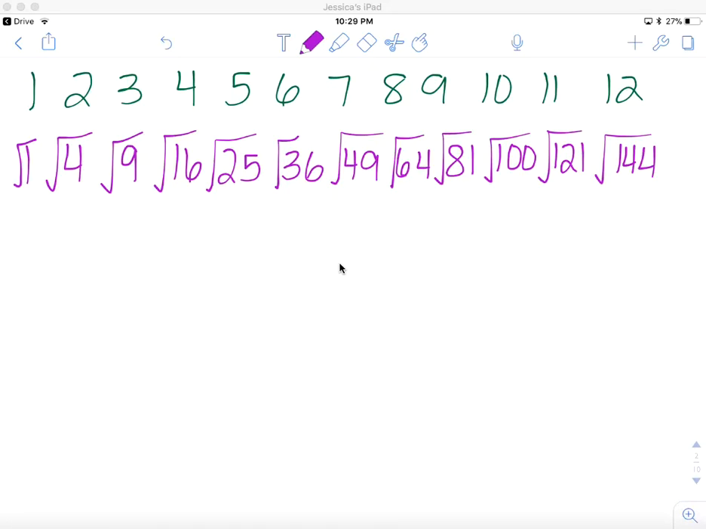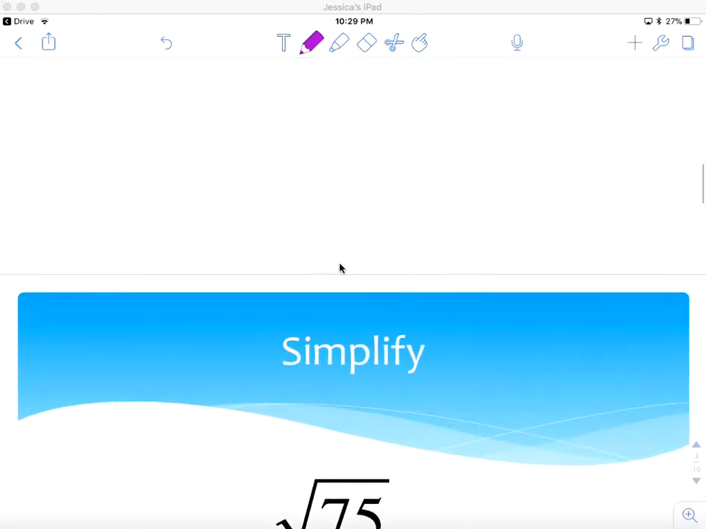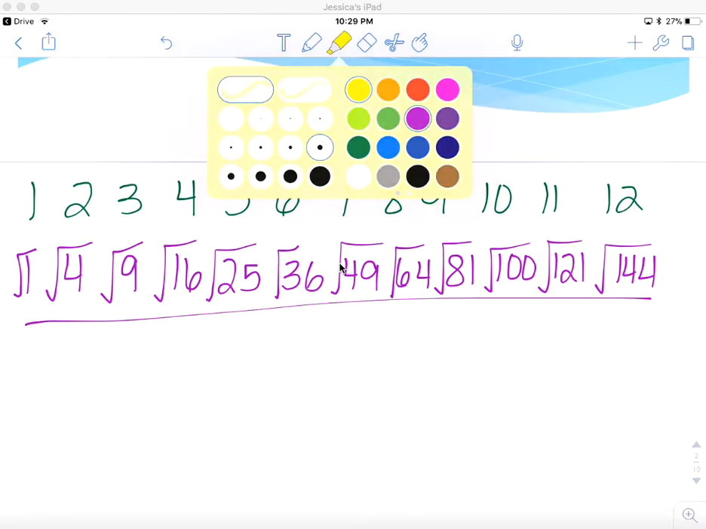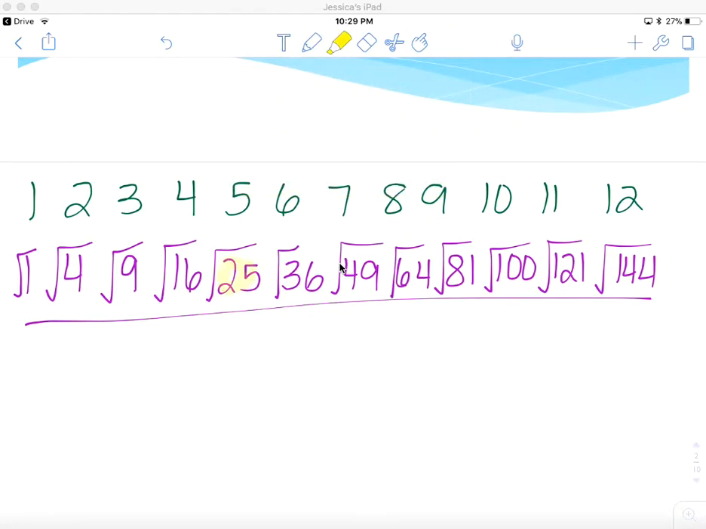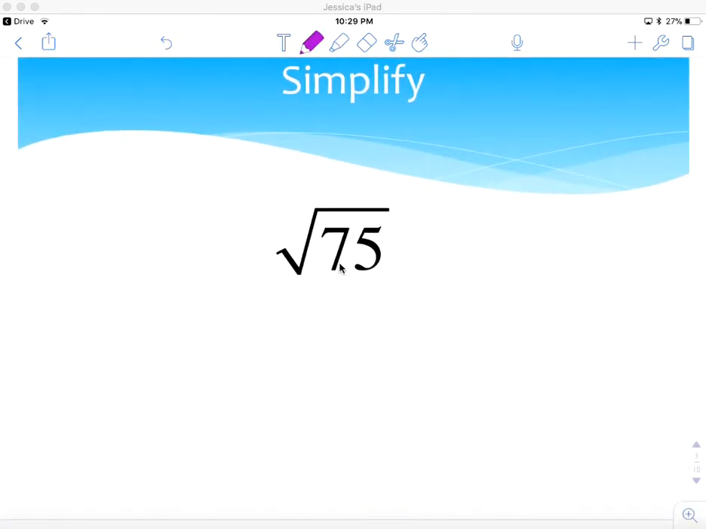Let's look at our first example. We are trying to simplify the square root of 75. Your goal should be to try to break down 75 using one of our perfect squares. You actually want to use the biggest perfect square possible. So for 75, the biggest perfect square that will go into 75 is 25. Here's what we're going to do with that. We are going to break down 75 using 25 and 3.